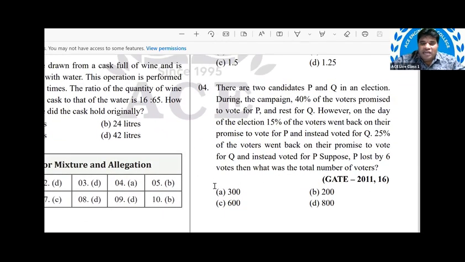Okay, the question is looking lengthy but the answer is very easy. Read the question properly and give me the reply.